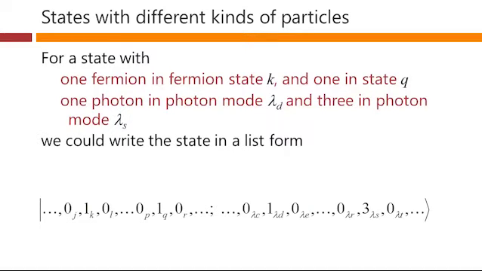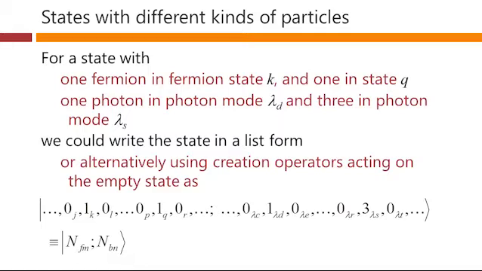So here we have our one fermion in fermion single particle state K, and one in single particle state Q, and here we have one photon in photon mode lambda d, and here we have 3 photons in photon mode lambda s. We could also write that in this notation, which we'll come back to in a minute. Or alternatively, we could write this state out using creation operators acting on the empty state. So that would be this notation here.